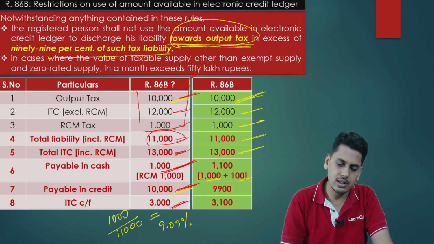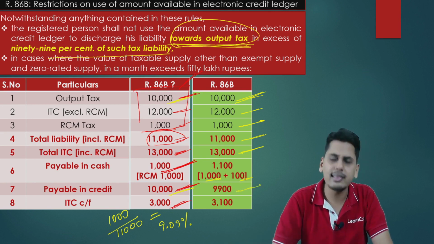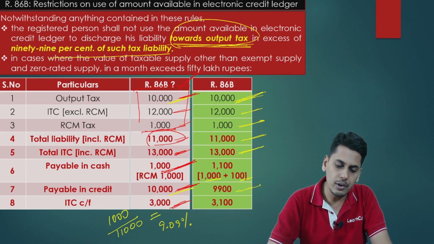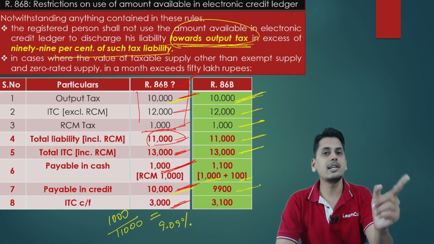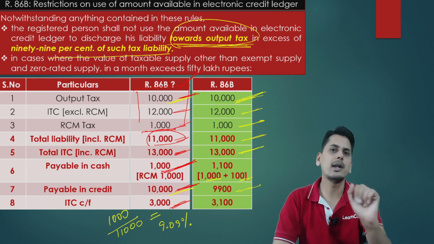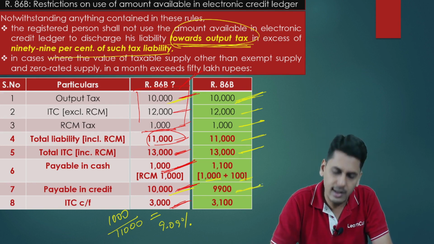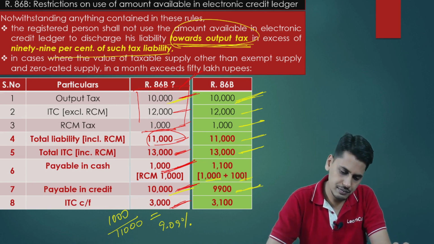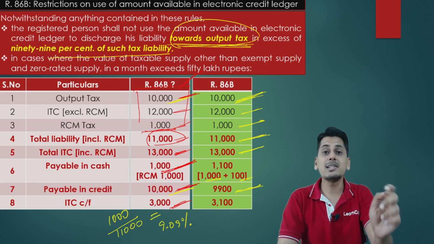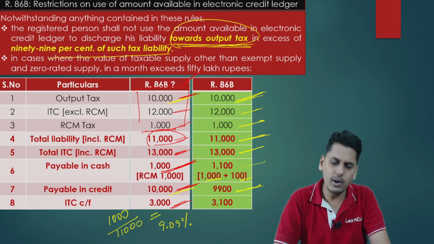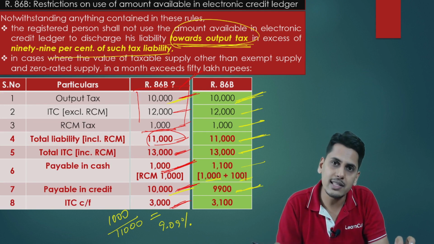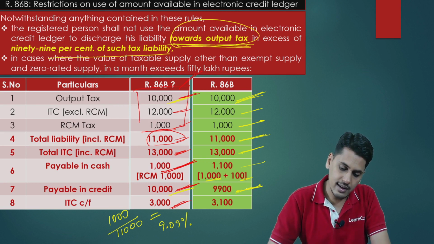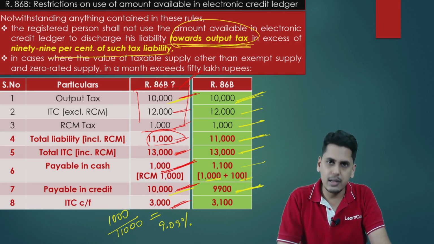1,100 is payable through cash. How much is going to be payable through credit? 9,900. How do we arrive at 9,900? Friends, please understand, my output tax was how much? 10,000. How much did I pay through cash for this output tax? 100. What remains? 9,900. Another way to look at it: what is the total liability including RCM? 11,000. How much have I paid through cash? Totally 1,100. What is the balance which is payable through credit? 9,900. So friends, 9,900 I'll be in a position to utilize the input tax credit.